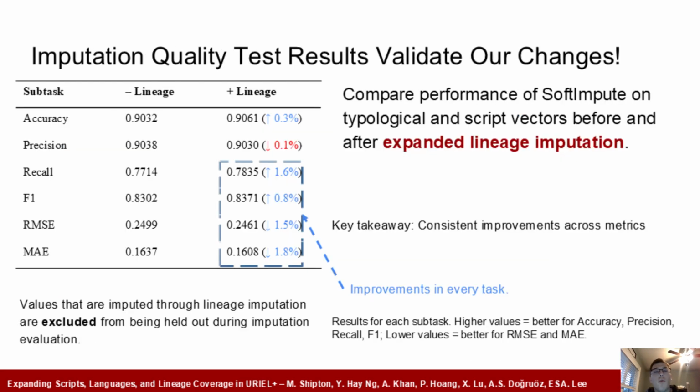Next, we evaluate the quality of our imputation following our changes. We compare performance before and after applying our lineage-based approach. Across metrics like accuracy, recall, F1, RMSCE, and MAE, we observed consistent improvements. The key takeaway here is that our approach does not simply increase coverage, it also improves the quality of the imputed data, which overall should benefit downstream tasks.